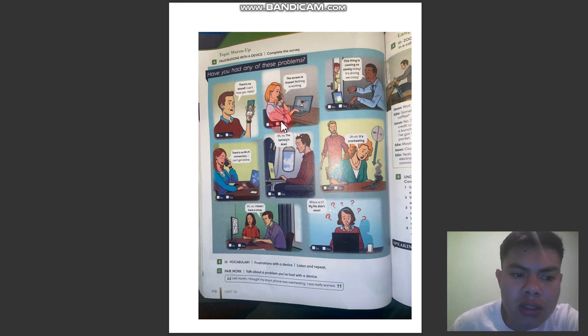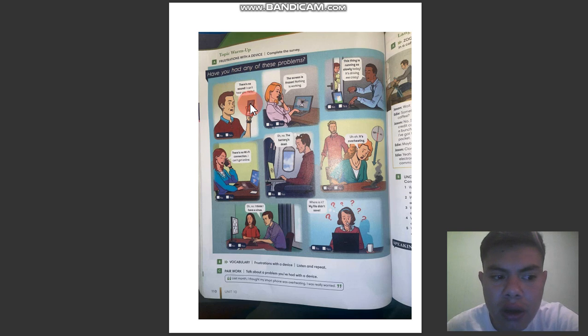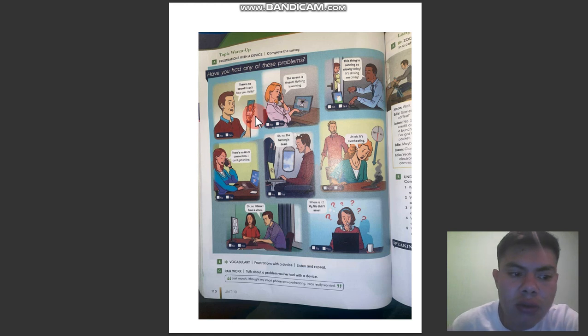It gives us an example where several people try to work on their device, but they fail due to various reasons, such as no Wi-Fi, no battery, or no signal.